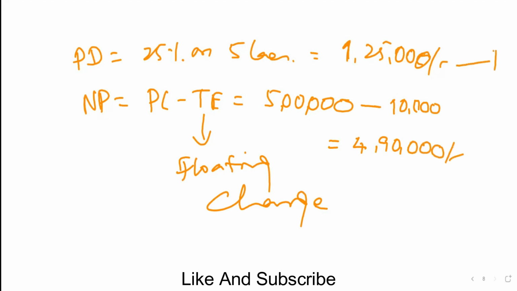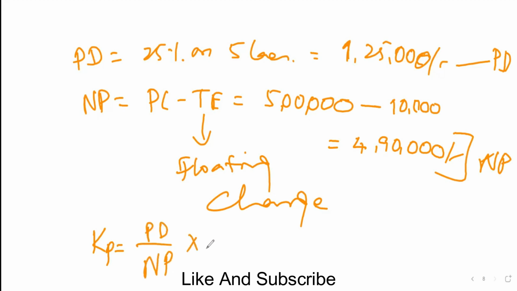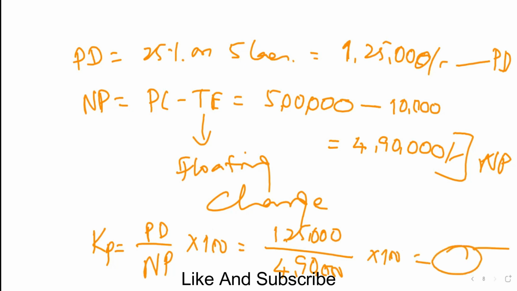Now you got PD and now you got NP. What is the KP? KP is equal to PD by NP into 100. What is PD? 1,25,000. NP is equal to 4,90,000 into 100. And the figure is your answer: 25.510. Okay. 25.5.